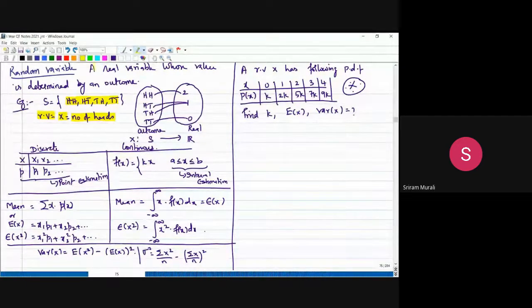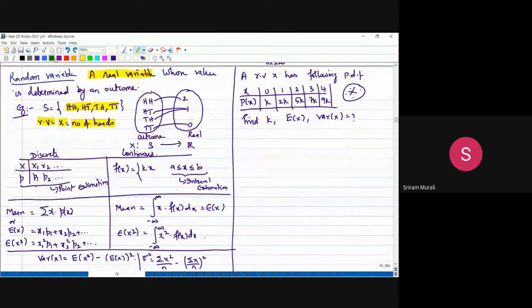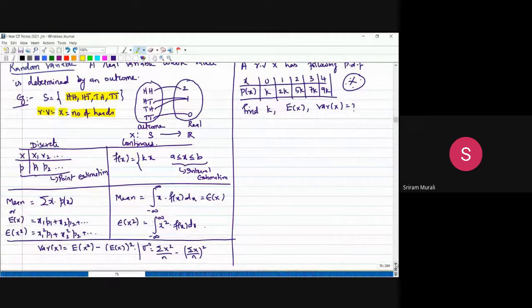These are the real variables. This value, how has it come? By an outcome. That process is said to be a random variable. Have you understood? Yes, sir. Now there are 2 types of random variable we will discuss. One is discrete, another one is continuous. What is discrete? It is always point estimation. It doesn't take any value in an interval. Continuous means it is interval estimation.